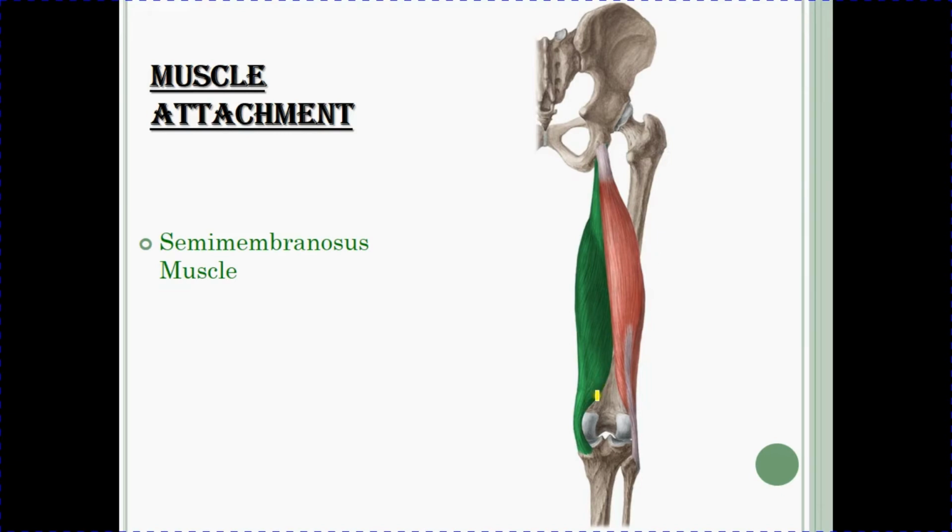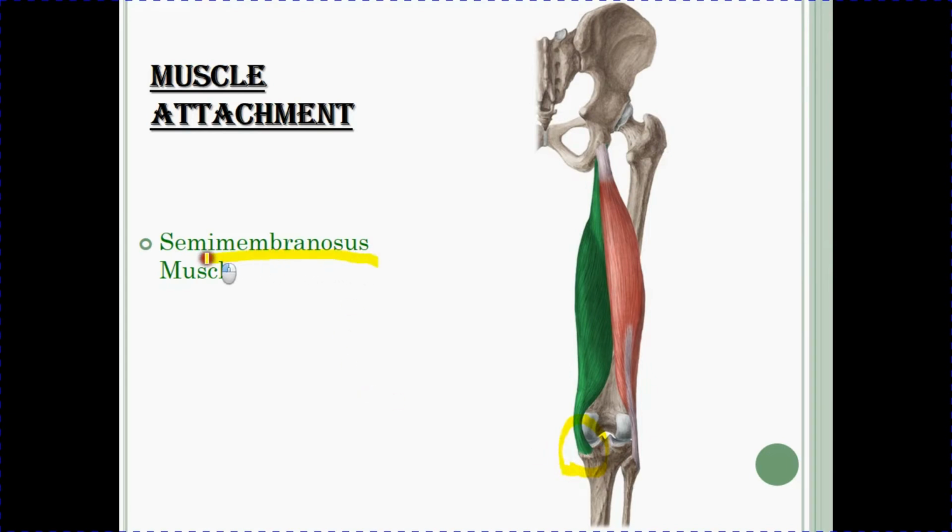Now you can very clearly see this is the posterior view. This is the femur, this is the tibia and fibula, this is the medial condyle, and you can clearly see in this figure that the semimembranosus muscle is attached on the posterior surface of the medial condyle of the tibia. A groove present on the posterior surface of the medial condyle of the tibia gives the point of insertion for the semimembranosus muscle.